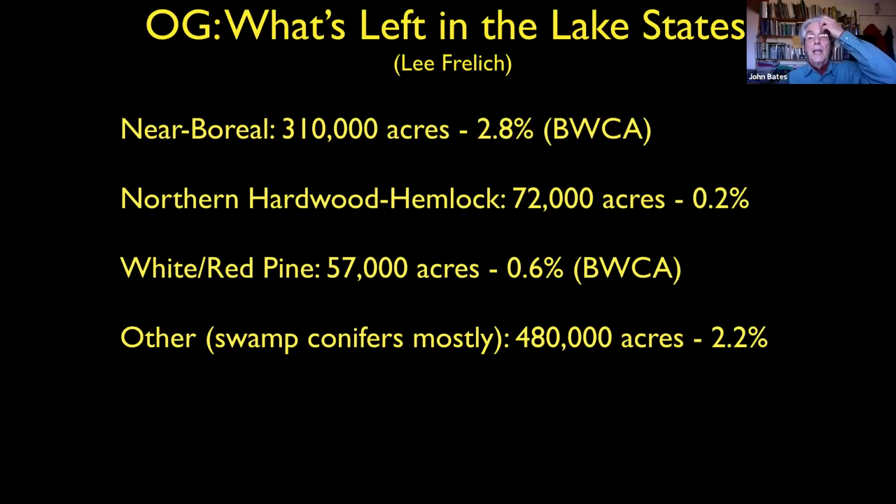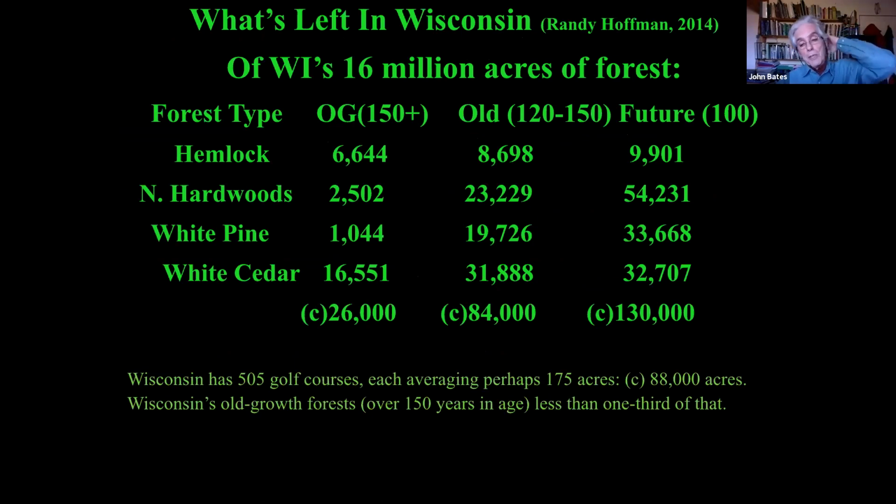What's left in Wisconsin? I asked Randy Hoffman, who worked for the DNR for many, many years, and was instrumental, along with others, in establishing many of our state natural areas. He sent me these statistics as of 2014, and you can argue about these statistics endlessly because how does one define old growth? But he's defining it as 150 years and older. So if we look at hemlock, we have currently 6,644 acres. Remember that 640 acres is 1 square mile, so that's 10 square miles, 3 miles by 3 miles basically. Northern hardwoods, 2,500 acres. White pine, only 1,000 acres, maybe a mile by 1.5 miles total.